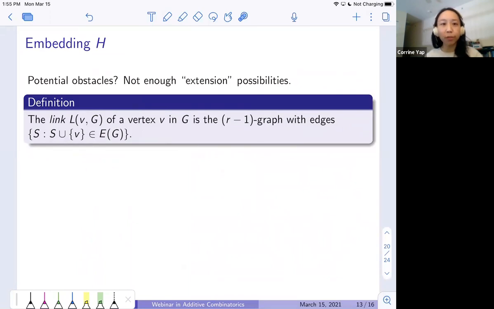Our potential obstacles now are not just small common neighborhoods. Our obstacles are if we don't have enough extension possibilities. So if I look at the link of any vertex, you can think about it as the projection of the edges onto a neighborhood of a vertex. It's just looking at all of the edges that involve a vertex V and deleting V from each of those edges.